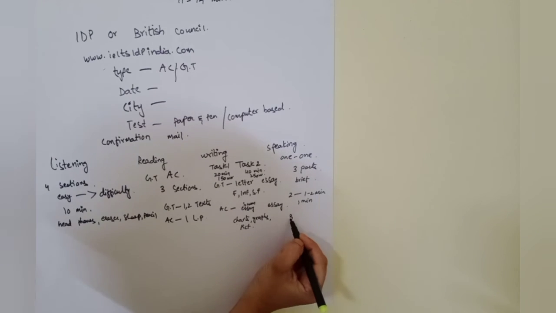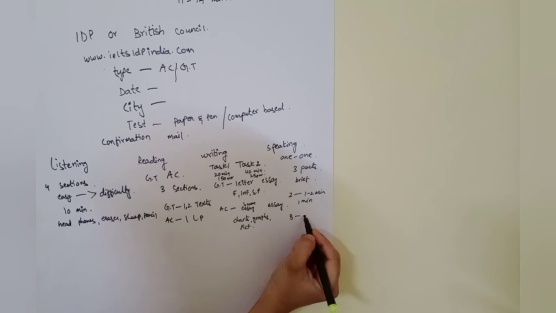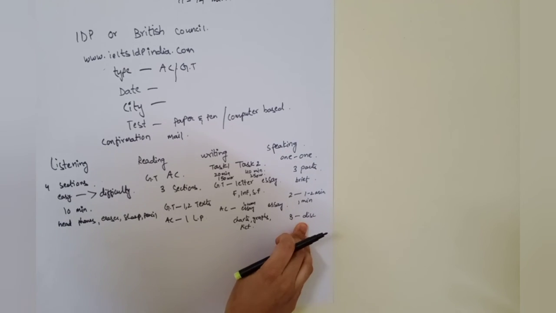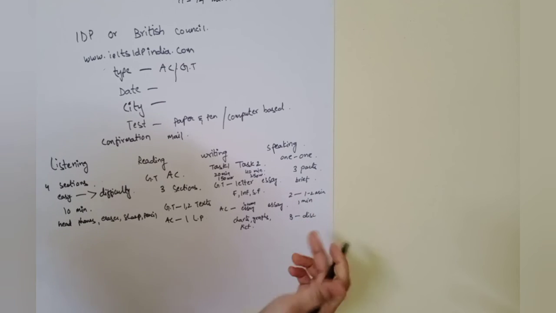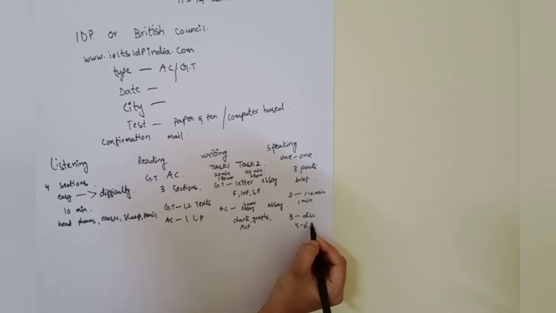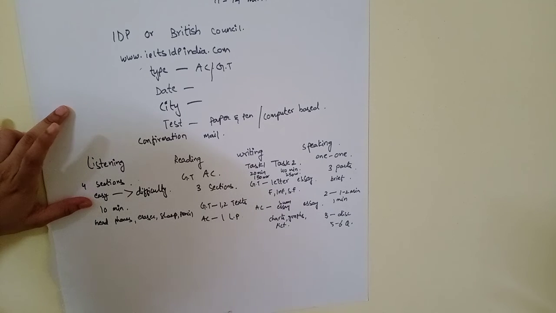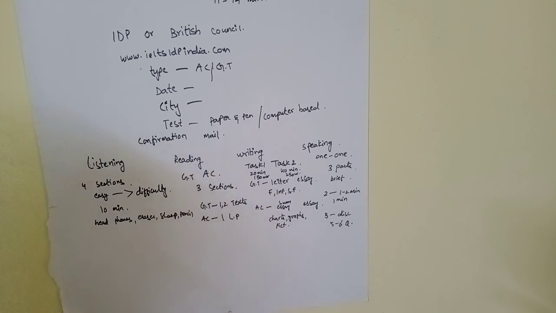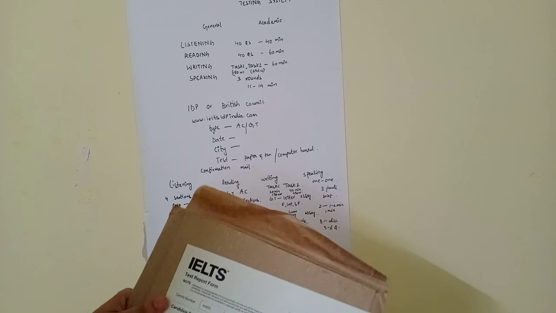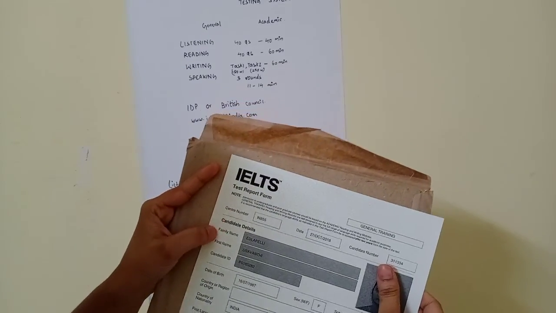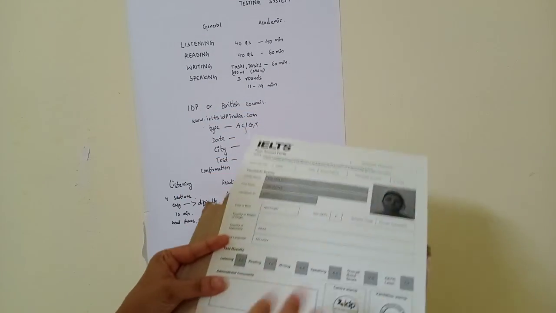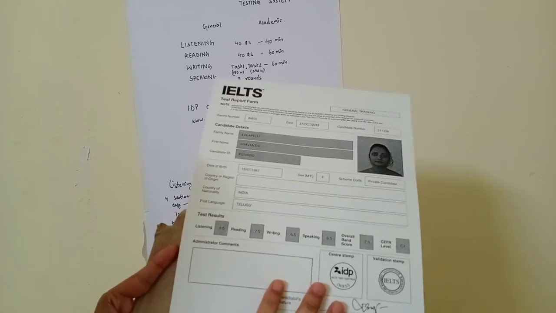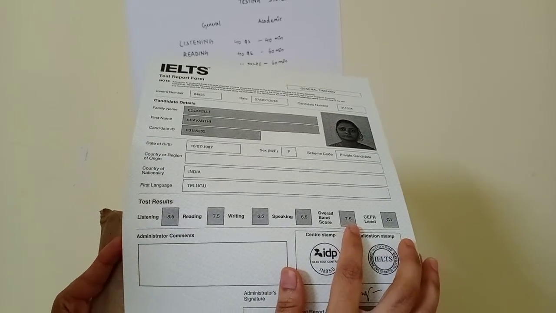In part 3, you will have discussion based questions on the topic that was given in part 2. There will be 5 to 6 questions. The result will be out after 13 days of your test. Within a month, you will receive the test report form. This is my report form with the overall of 7.5.